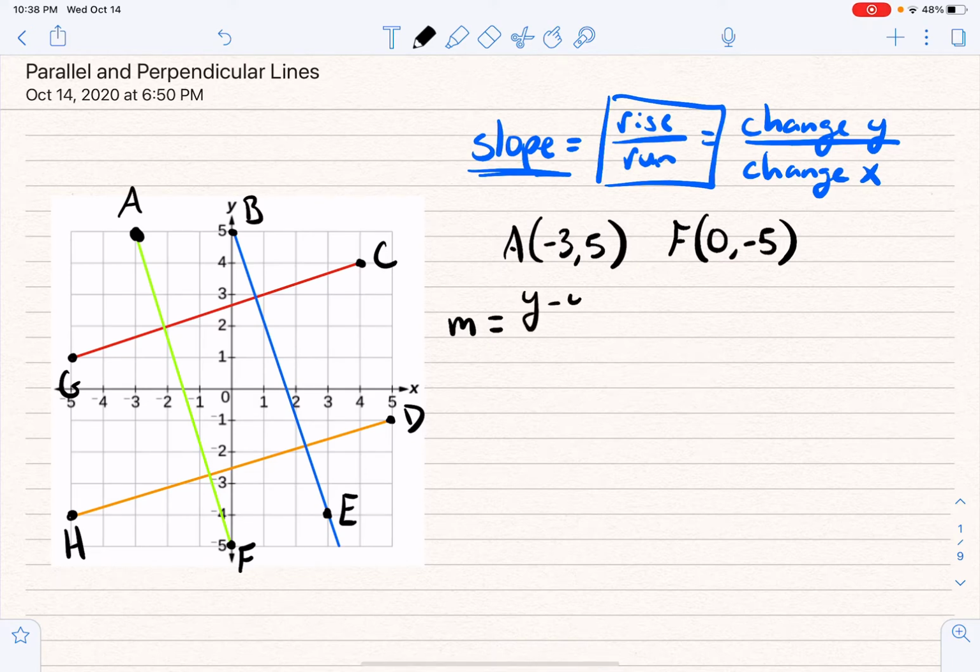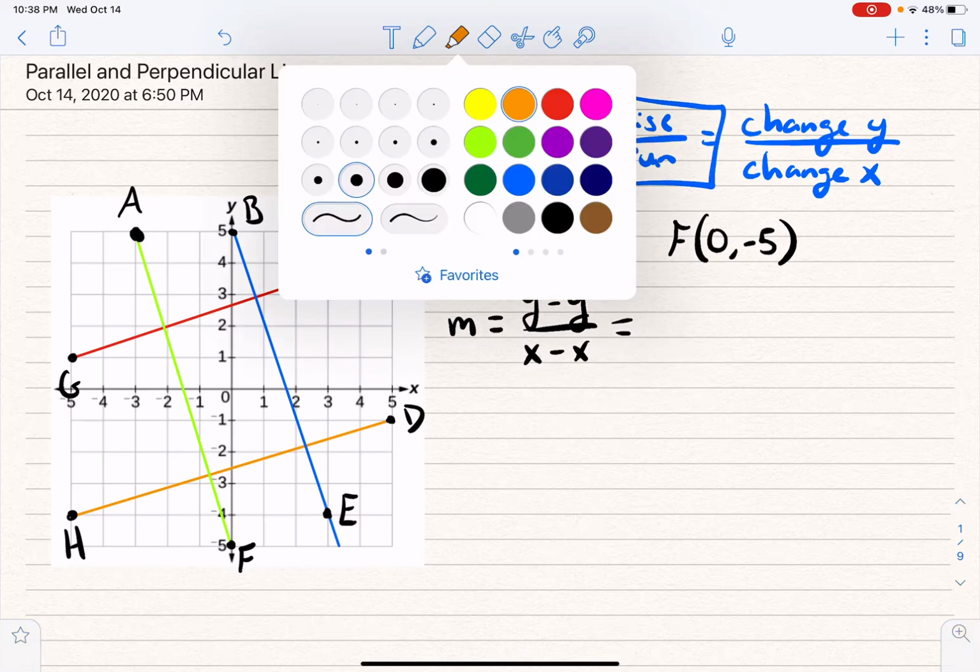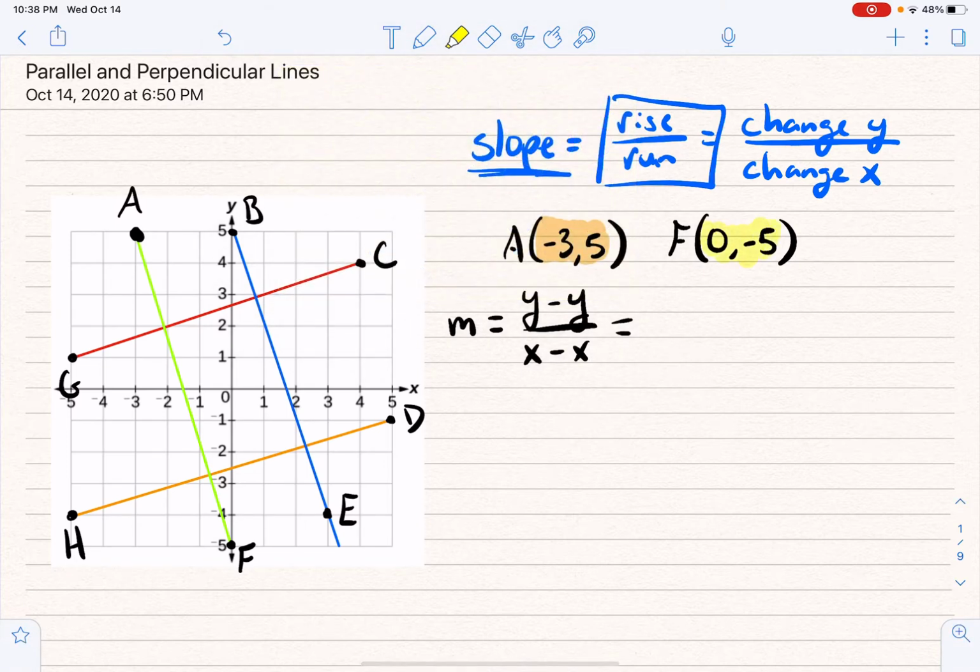To find that, we subtract the two y values, and we subtract the two x values. Now here's the thing. It doesn't matter which y goes first or which x goes first. What does matter, don't miss this, is that these two coordinates are going to be above and below each other, and these two coordinates will be above and below each other. Doesn't matter which one goes first.